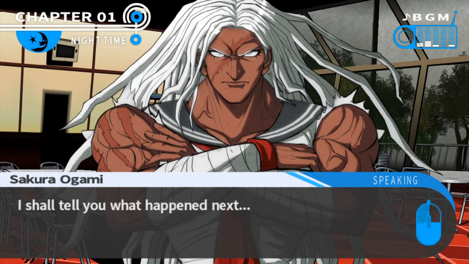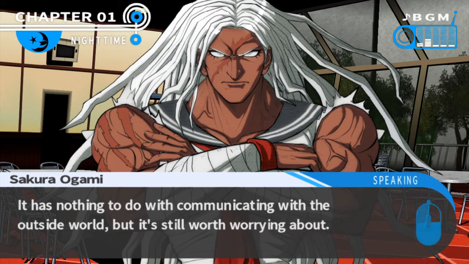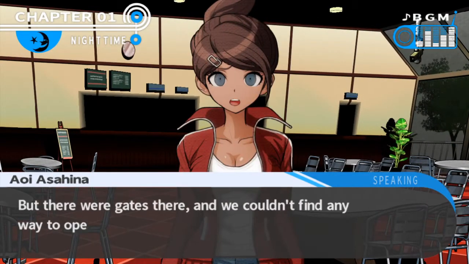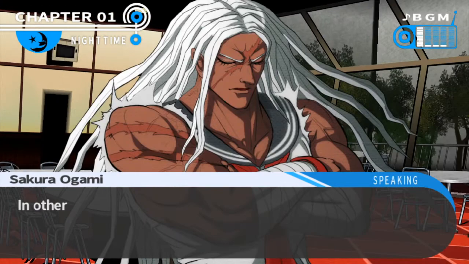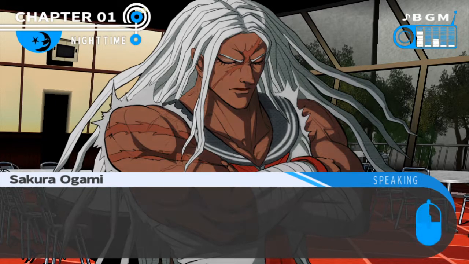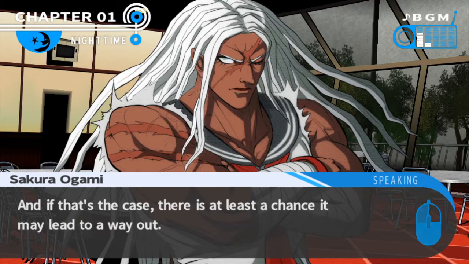So then, I shall tell you what happened next. It has nothing to do with communicating with the outside world, but it's still worth worrying about. In both the school and dorm areas, there was a set of stairs leading up to another floor. But there were gates there, and we couldn't find any way to open them, so we couldn't check it out. In other words, at this point, we are only able to search the first floor. However, we can further assume that there is potentially something above the second floor as well. And if that's the case, there's at least a chance it may lead to a way out.